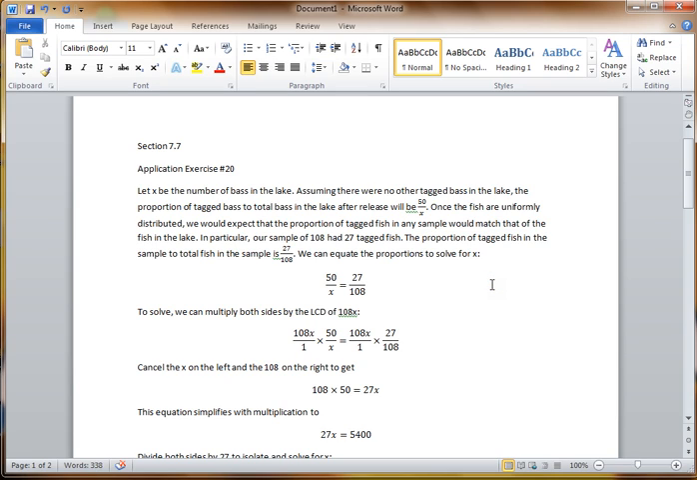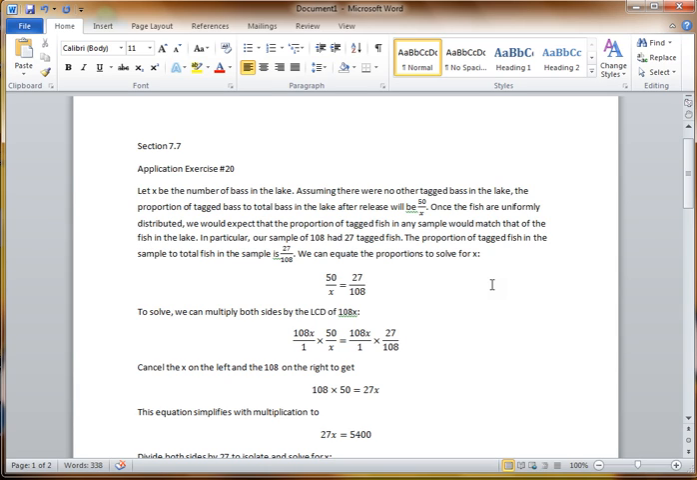So this was a problem about tagging some bass in a lake and then releasing them back into the lake and then doing a sample later on to determine how many fish are in the lake. This is an actual process that's used, at least here in Arizona, by members of the Arizona Game and Fish Department. So it's a real-world application. This is really the way that the game managers monitor the fish populations.